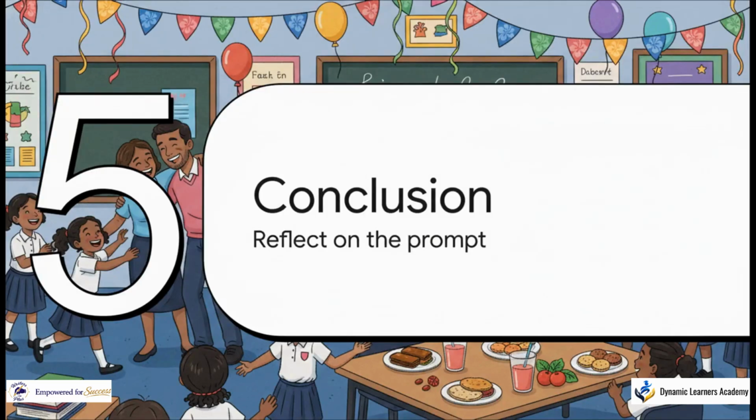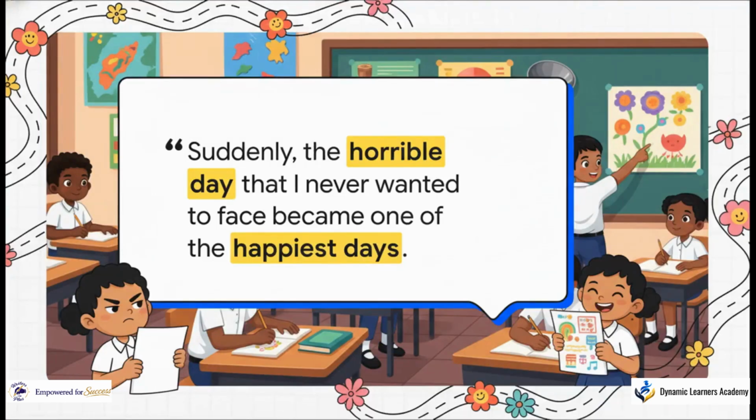Now to wrap things up in Section 5, writing a reflective conclusion. After the wild excitement of the climax, the falling action lets the story settle back down, guiding us right into a strong, reflective conclusion. "Suddenly, the horrible day that I never wanted to face became one of the happiest days of my life." This perfectly ties a bow on the story. It connects right back to the original prompt, completely transforming that initial unwillingness into a wonderful event, making the whole narrative feel incredibly complete and satisfying.